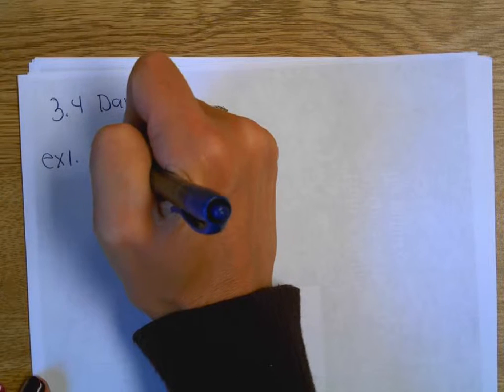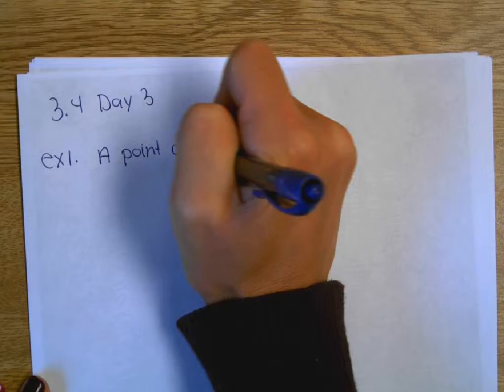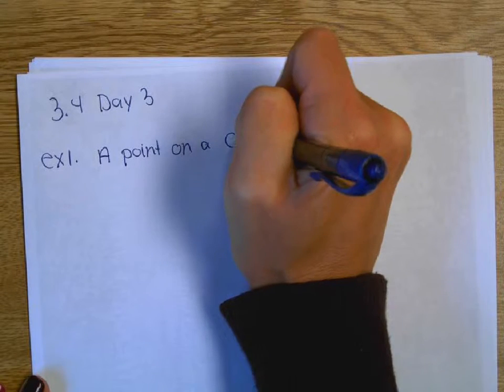Okay, all of your formulas are on the board, so we'll be referring to those. If you want to write them down again, go ahead. But I'm just going to do a few examples. Okay, we've got a point on a circle that travels 5 centimeters in 2 seconds. So a point on a circle.